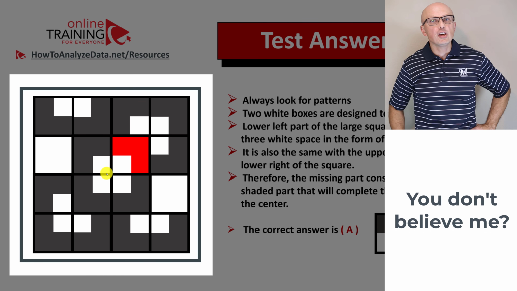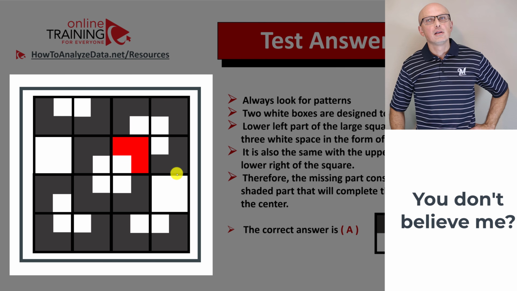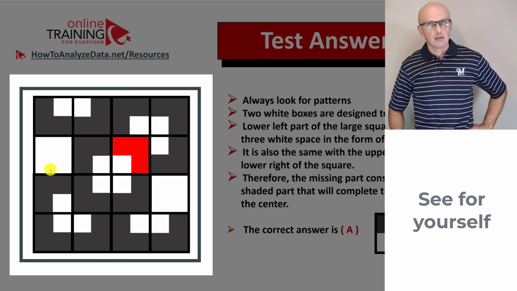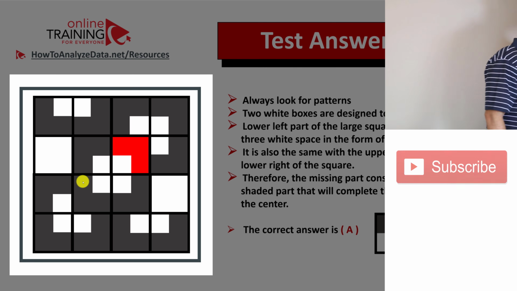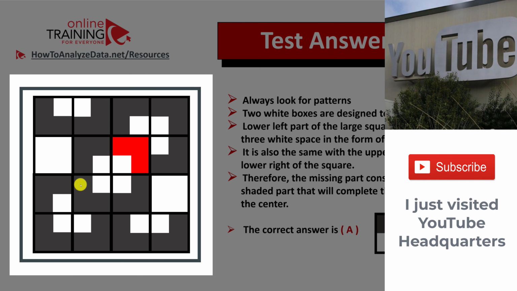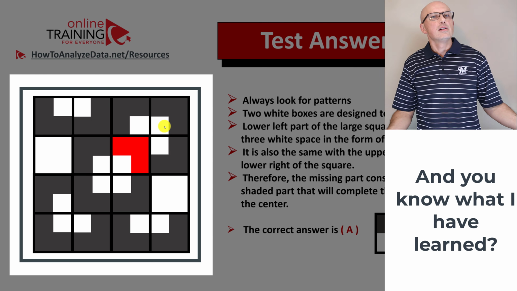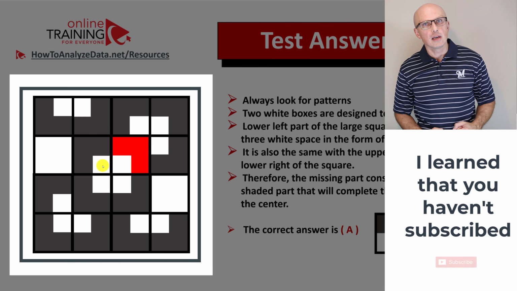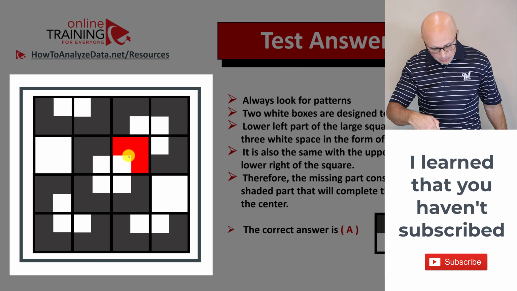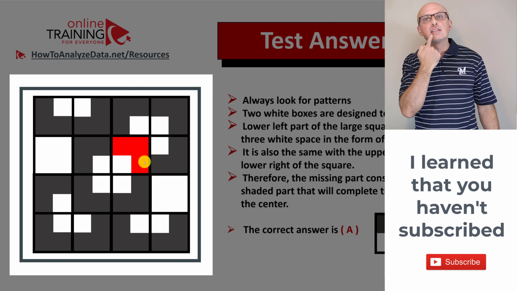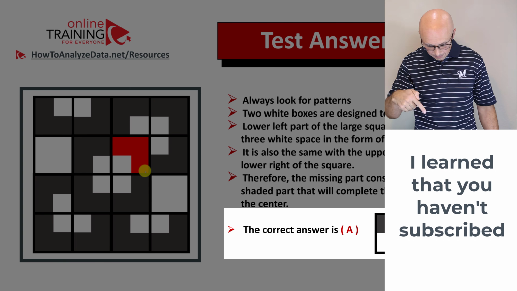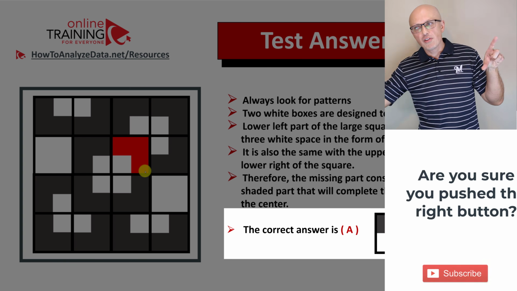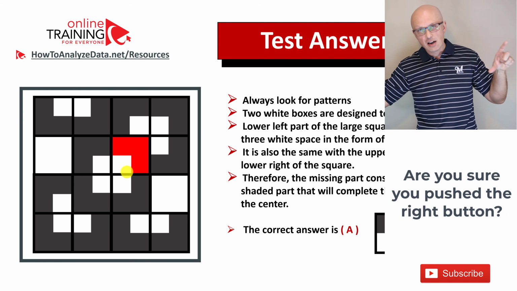A couple of important considerations when answering this question. 2 white boxes are designed to confuse you. The lower left part of the larger square only has 3 white spaces in the form of an L shape. A similar symmetrical pattern follows in the upper right corner. This is why the missing part consists of the shaded part, which completes the square in the center. So the correct answer here is choice A. Hopefully you've nailed this question and now know how to answer similar problems in the test.